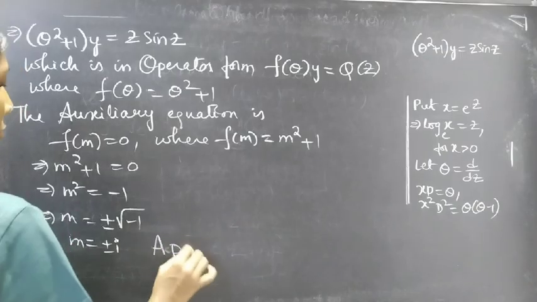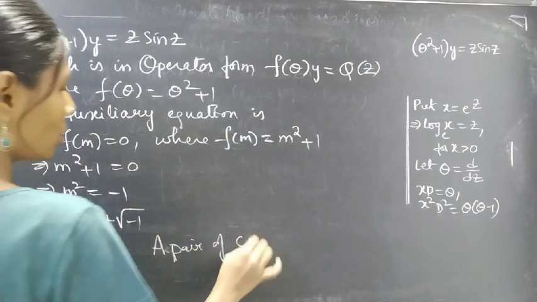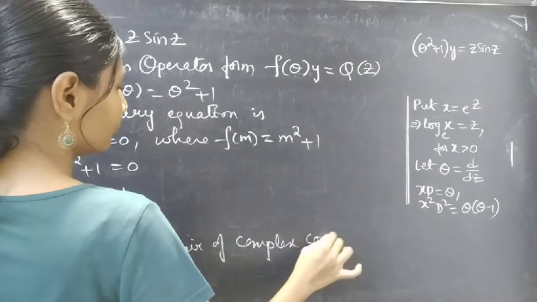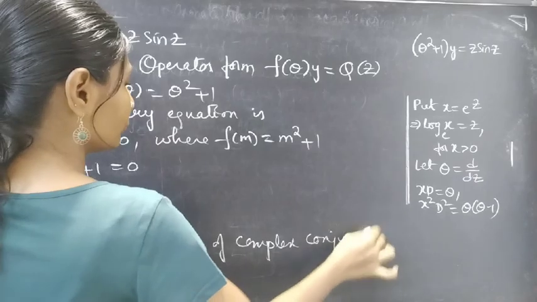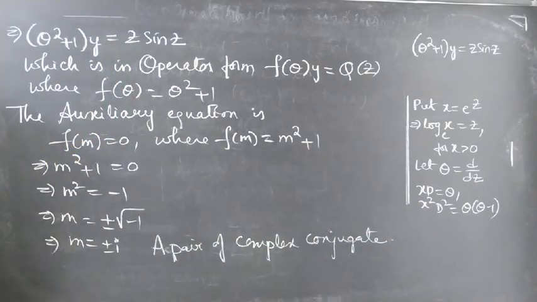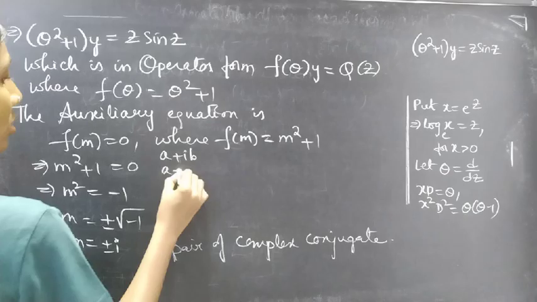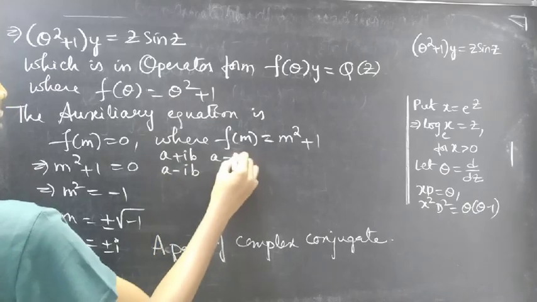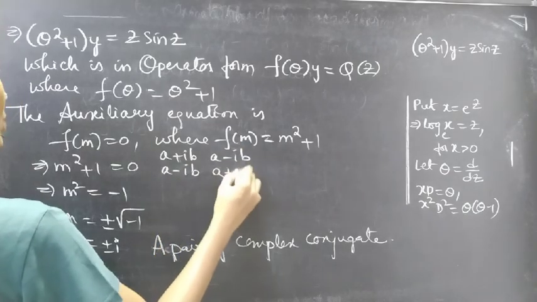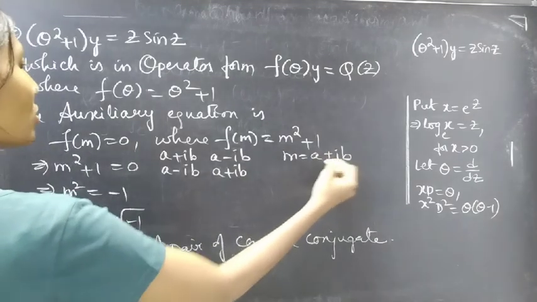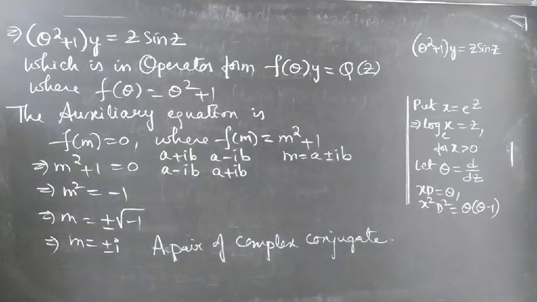Complex conjugate roots, or a pair of complex conjugate. We know that a + ib is a complex number, then its conjugate is a − ib. Likewise, a − ib is a complex number, its conjugate is a + ib. Right? When m = a ± ib, we call a ± ib a pair of complex conjugate roots.